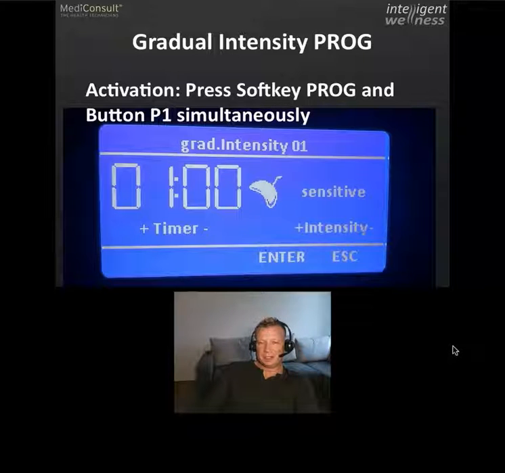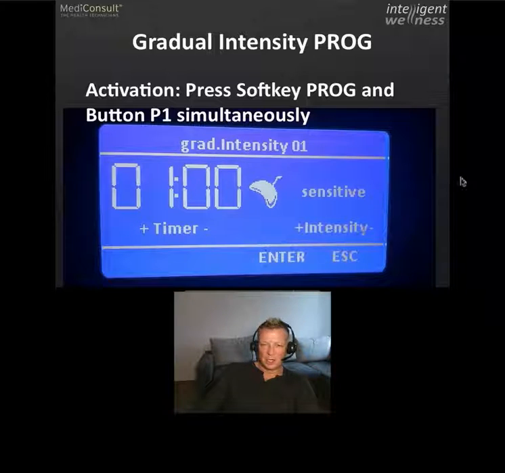So built into the new iMore 2.0 update is a second tool which we call the gradual intensity programming. This is a tool which we developed specially for healthcare providers. It's probably not so necessary for home use, but for healthcare providers we built that in. You can activate the gradual intensity programming by pressing two keys on your IMRS control unit at the same time: the soft key PROC simultaneously with the button P1.